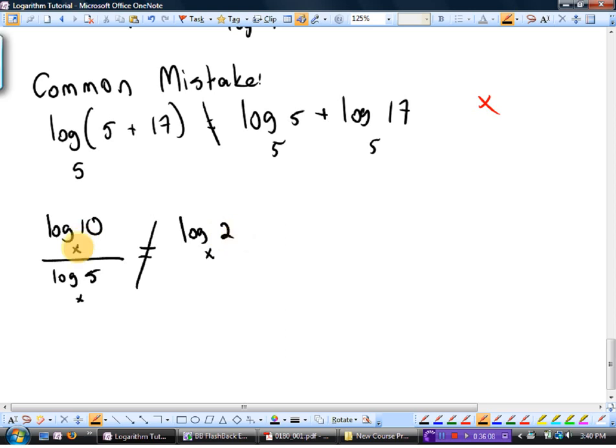By the way, are my bases the same in this fraction? Ooh, that is a base change form. What it does equal is the log base 5 of 10, which also is not 2, by the way. What is it? I don't know. Go log 10 divided by log 5, whatever the heck that is. But it ain't 2. It's going to be 1.3 or something like that. So that's common mistake number 2.